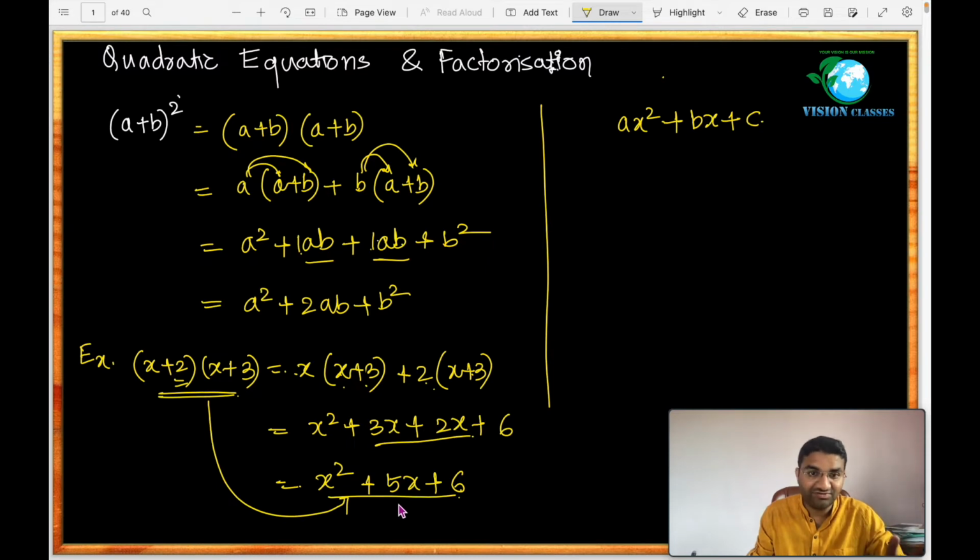Now see here, from these two factors we got this equation, right? Now if an equation is given and they say factorize this whole equation, we can split the middle term and find out the factors. Okay, let's take an example.